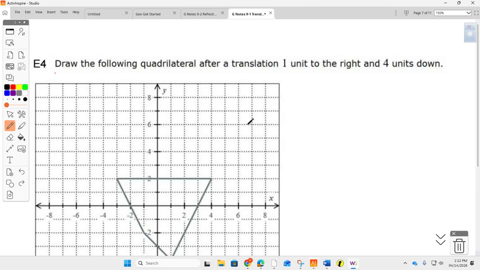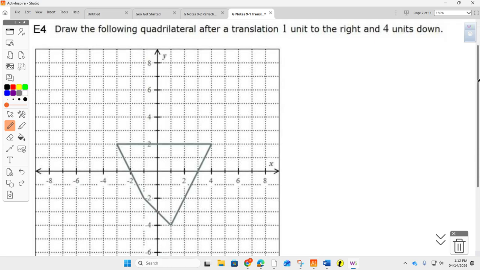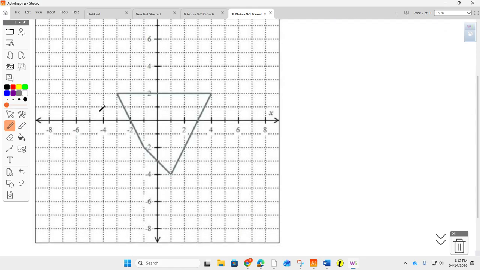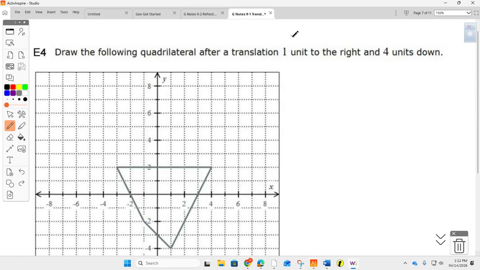All right. We are going to translate this 1 unit to the right and 4 units down. If you're feeling froggy, you can do it, but first, let's make a note. 1 unit to the right means right 1. 4 units down means down 4. That's pretty self-explanatory, right? This is a +1 change in x's. This is a -4 change in y. Something we should start tuning into.